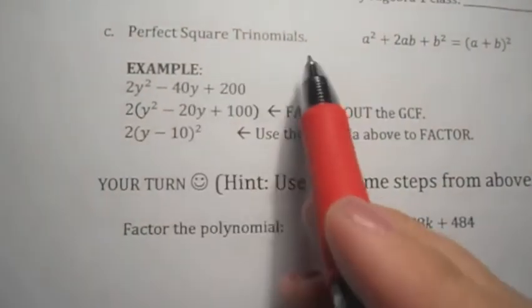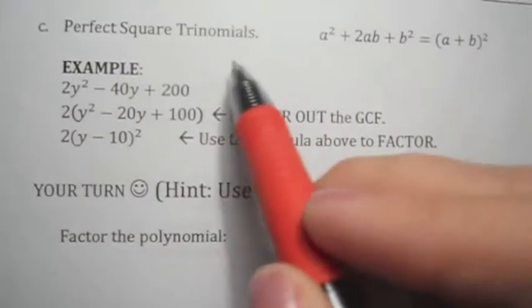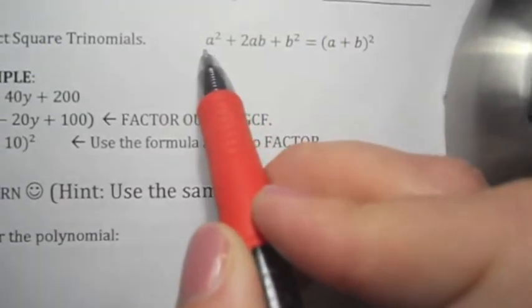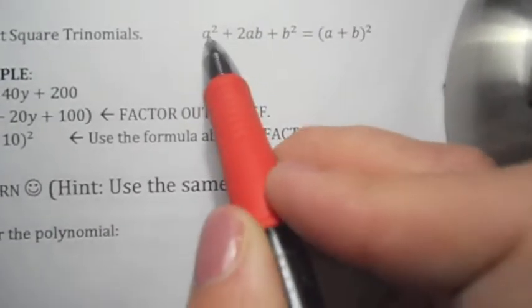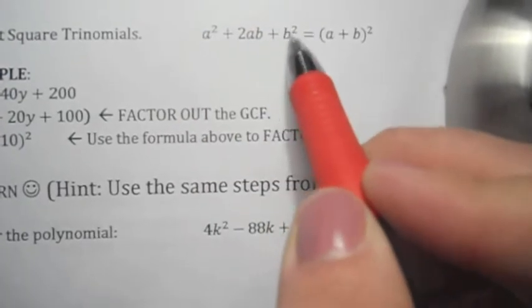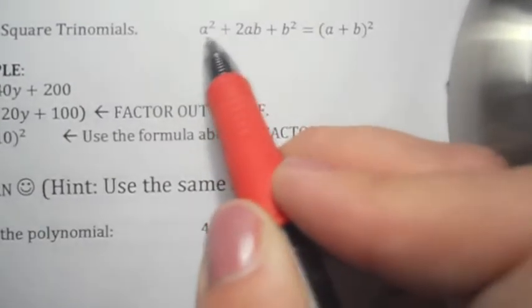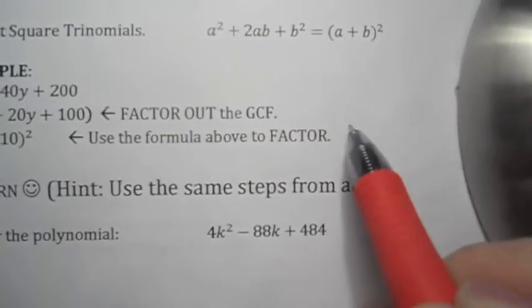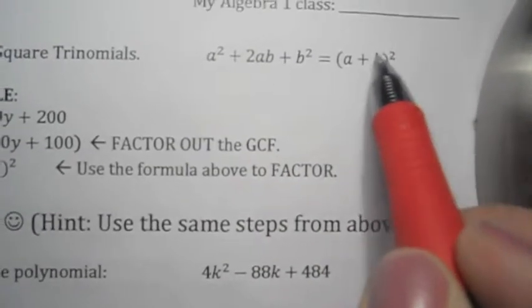On to perfect square trinomials. The perfect square trinomial rule said if you've got a polynomial that fits this form, something squared at the beginning, something squared at the end, and then double this something times that something, then this is your factor. Two of them, actually.